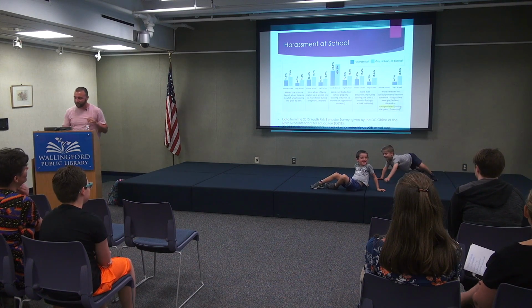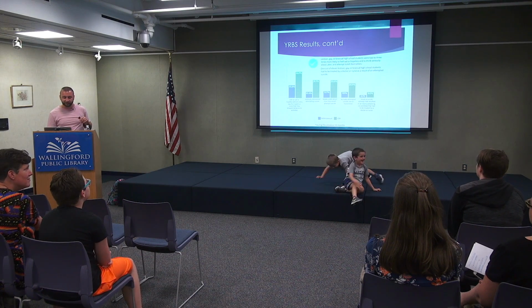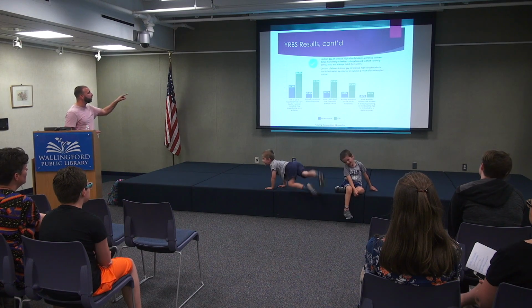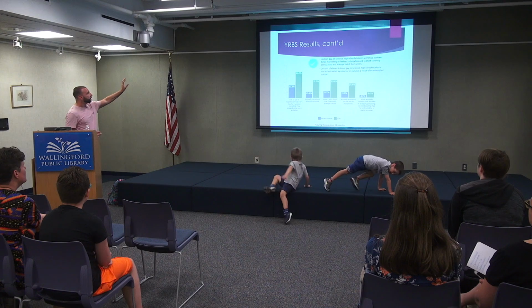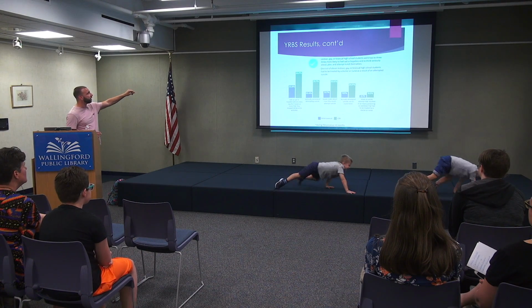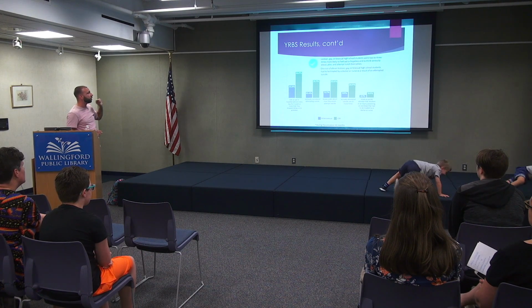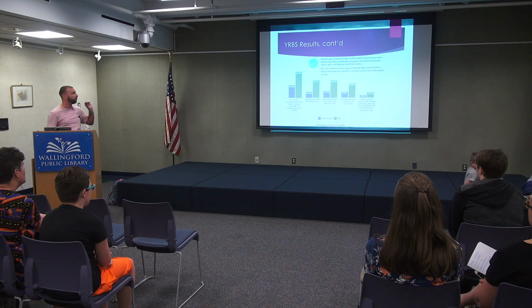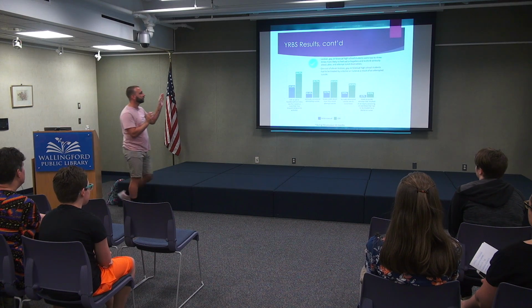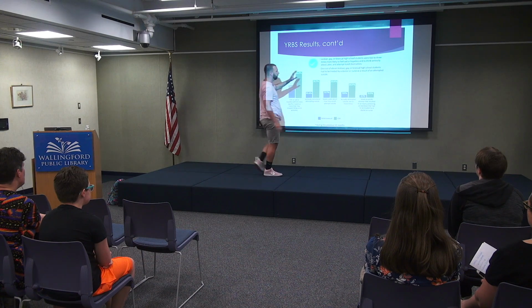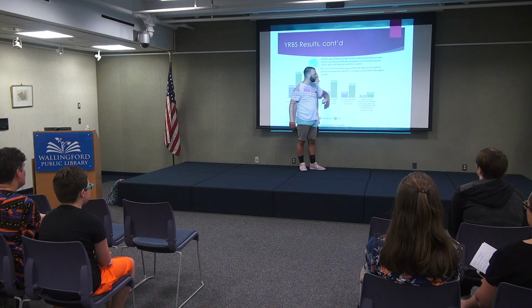Okay, so those results continued. The blue represents heterosexual, the green represents LGB. 22.8% of our heterosexual participants felt so sad or hopeless almost every day for 2 weeks or more that they stopped doing some activities. 46.9% of those LGB students felt the same way. And then down here, 4.1% of our heterosexual identifying students made a suicide attempt that resulted in injury.